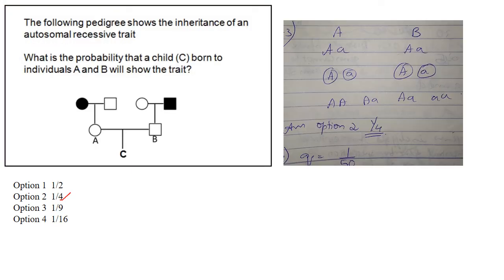The following pedigree shows the inheritance of an autosomal recessive trait. What is the probability that a child born to individual AB will show the trait? So this is A and this is B. The genotype of A is capital A small a, and capital A small a for B. So they both will cross and you will get about 1/4 of the progeny will show the trait. So the answer is option 2, 1/4.